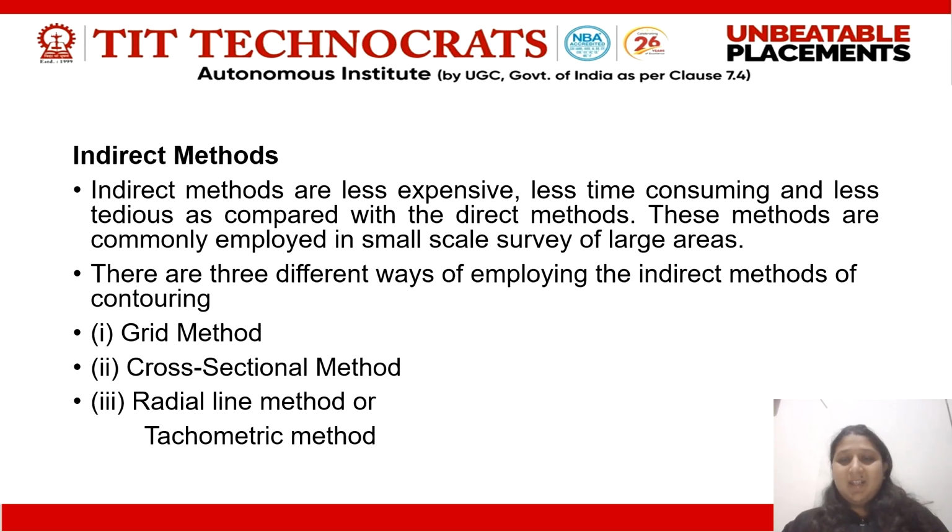Next, what is the indirect method? The indirect method is the type of method in which I'll just find out the RLs of different points, locate them, and then coming back to my office, I'll plot them on the map and the contour maps will be drawn. These methods are less expensive, less time consuming, and less tedious compared to the direct methods. There are three different types of indirect methods. The very first one is the grid or network method. Second is the cross-sectional method. The third one is the radial method or the tacheometric method.